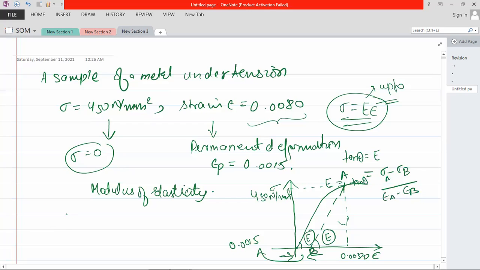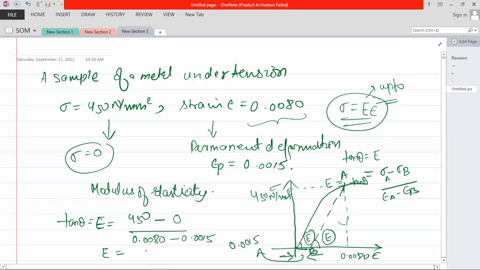Now, if I write it here, tan theta is equal to E is equal to sigma A, which is given as 450, and sigma B is 0, because here the stress is 0, but there is strain. And epsilon A is given as 0.0080, and what is epsilon B? 0.0015. So you can solve this and tell me what value of E is coming.